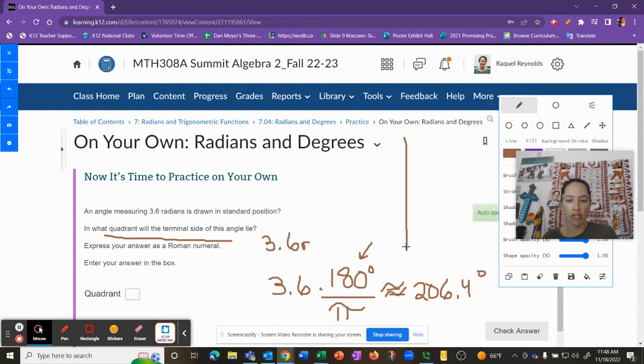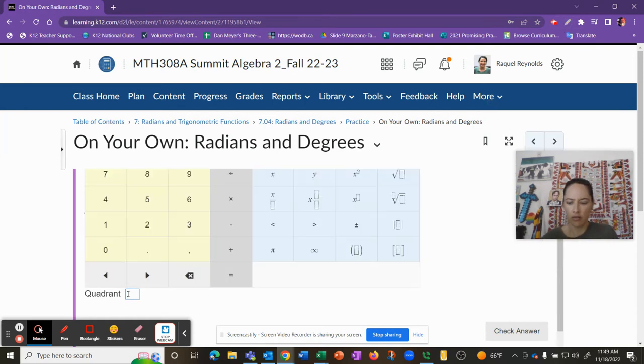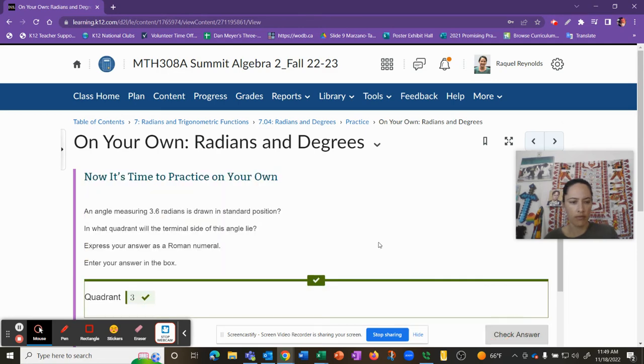So again, I just take a look at my circle. This is the initial side, which of course the vocabulary word went through my head and I didn't write it down, but it's okay because we can review. That's 90, 180, right? This measure of angle 180, 270. So it's going to be again in quadrant 3. Excellent.